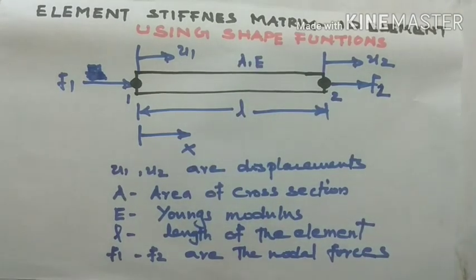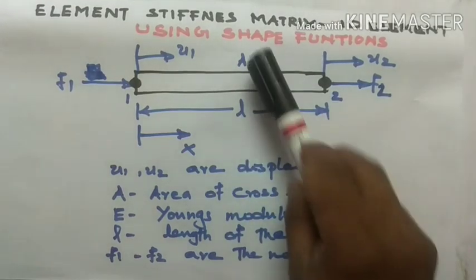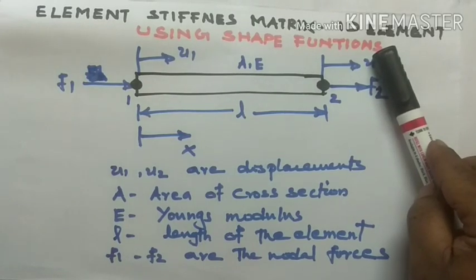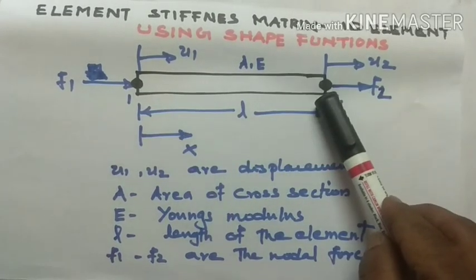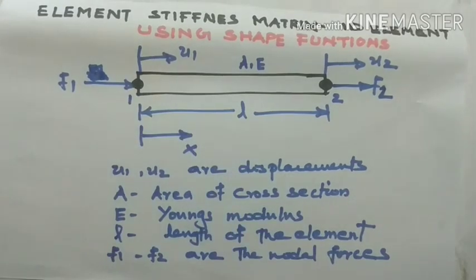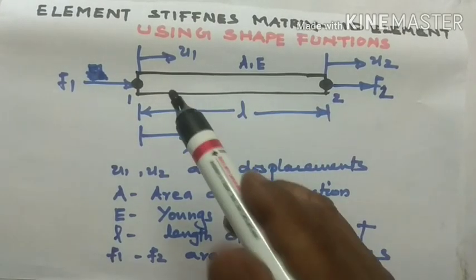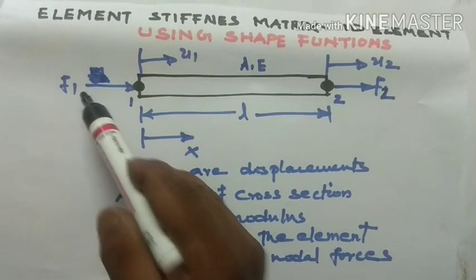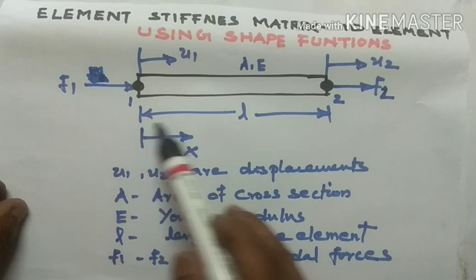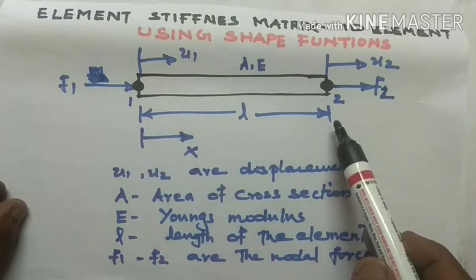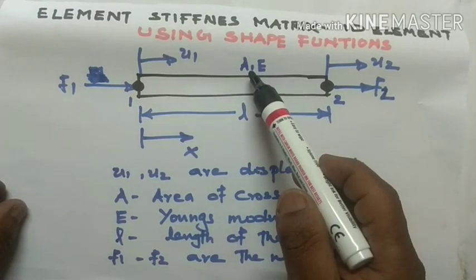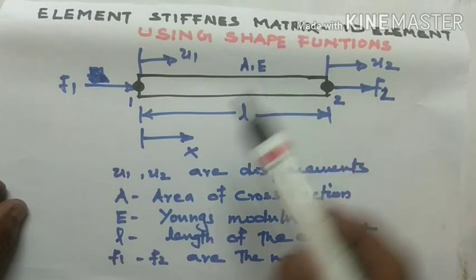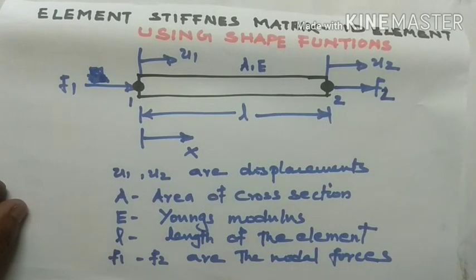Dear students, next we have to study the element stiffness matrix of a one-dimensional element using shape functions. Consider a bar element. Here this is node 1 and this is node 2, and here the displacement is u1, here the displacement is u2, and here the force is F1, here the force is F2, and the length of this bar element is L.